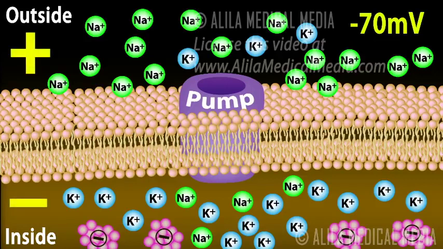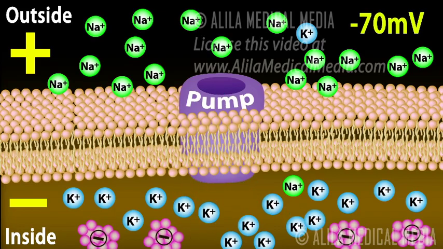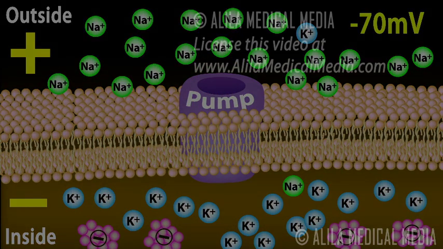At this resting state, there are concentration gradients of sodium and potassium across the cell membrane: more sodium outside the cell and more potassium inside the cell. These gradients are maintained by the sodium-potassium pump, which constantly brings potassium in and pumps sodium out of the cell.